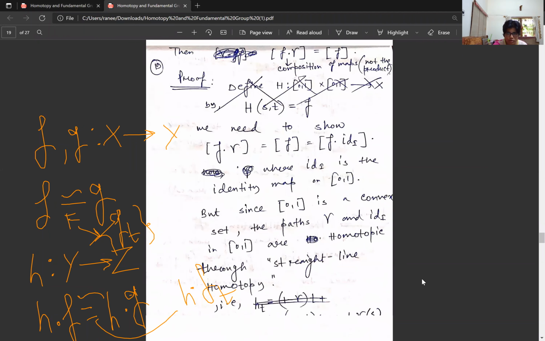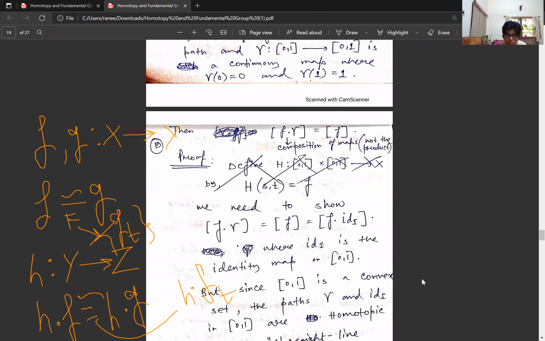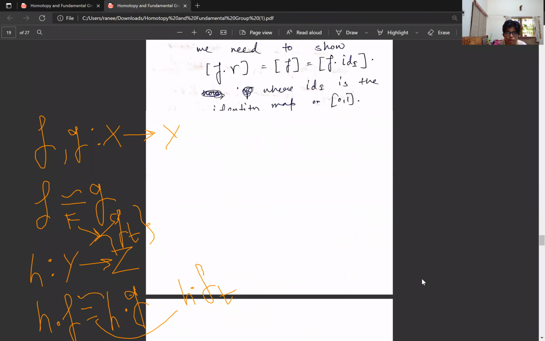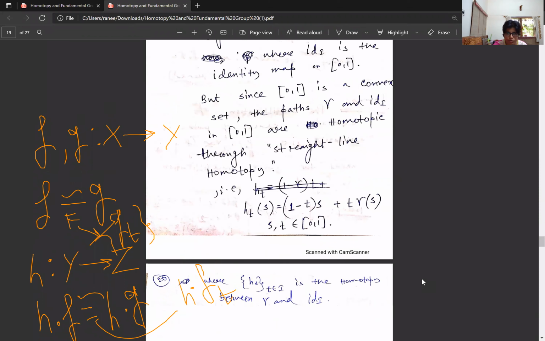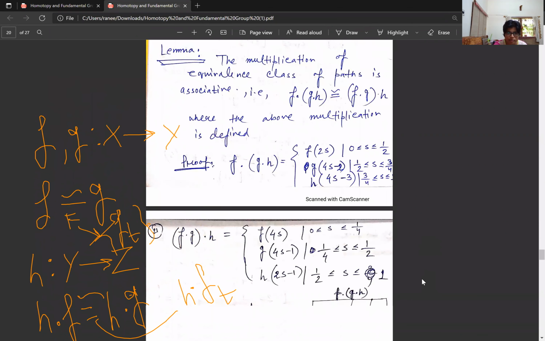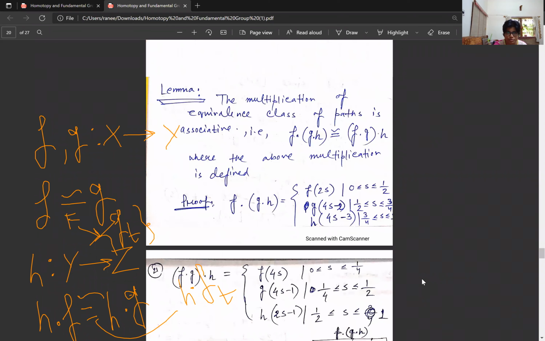So this was all we had seen last time. For this time, we'll see that this relation is actually associative.